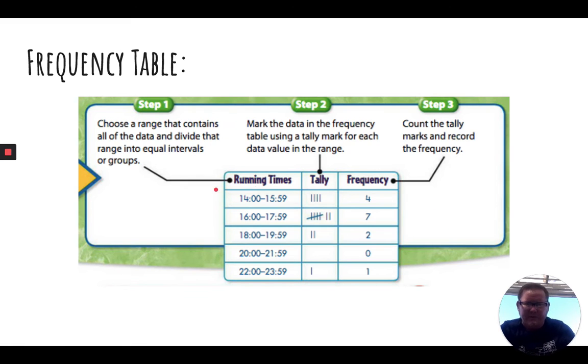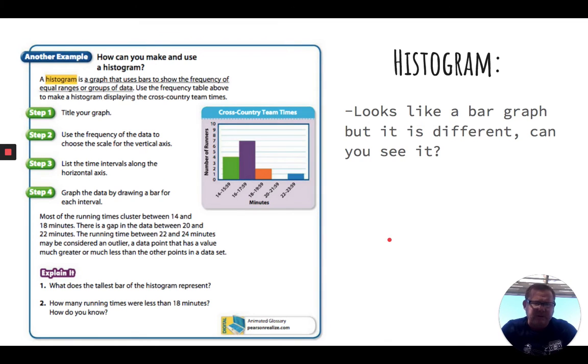Okay? You choose the interval, mark the tallies for when it happens, and then you have a total number right here. Then you're going to take that to a histogram. Okay? And a histogram is right here. It looks like a bar graph, but it's different. Can you see why it's different? I don't know if you can right off the bat, but notice something about the bars themselves. The bars have no space in between, except for this one right here, because remember that was where no times fit that category. So that is a gap.